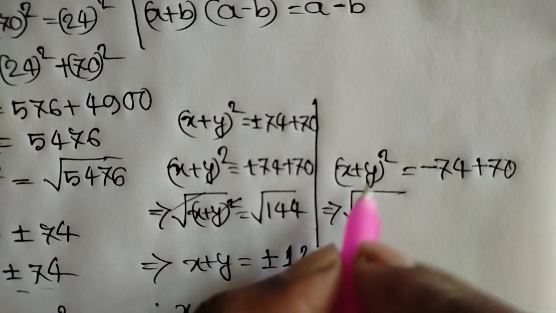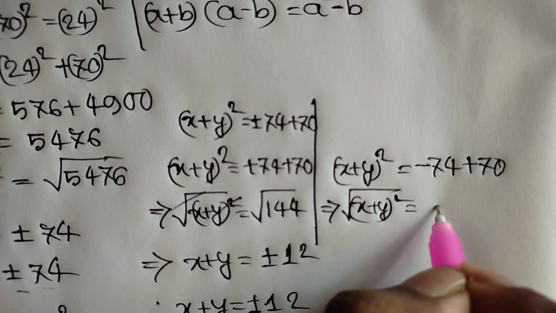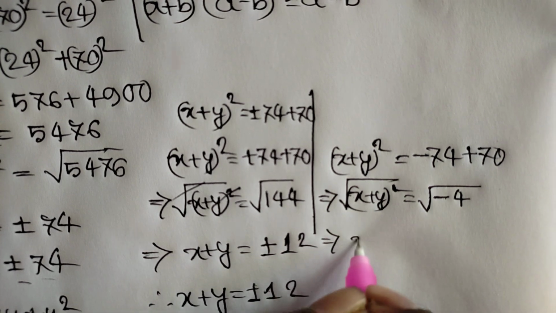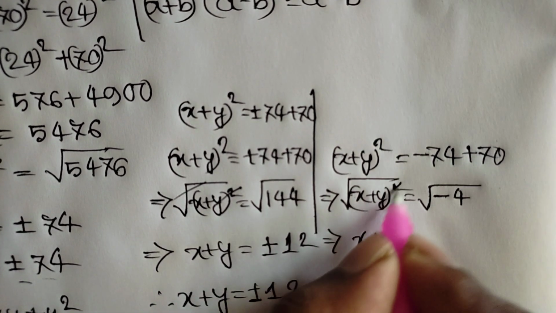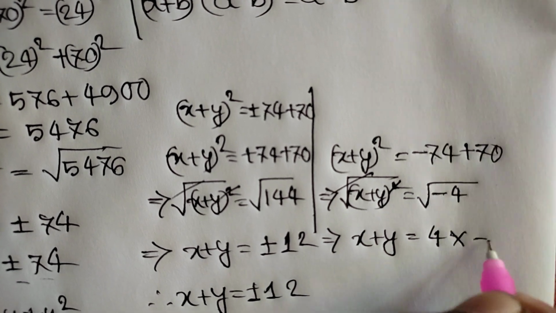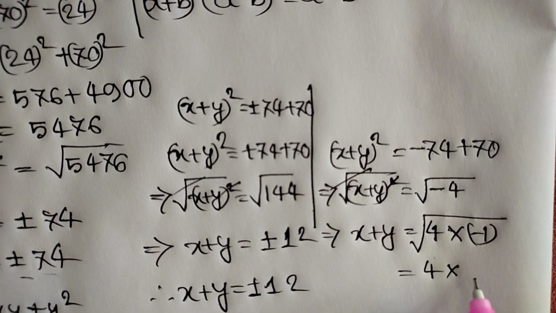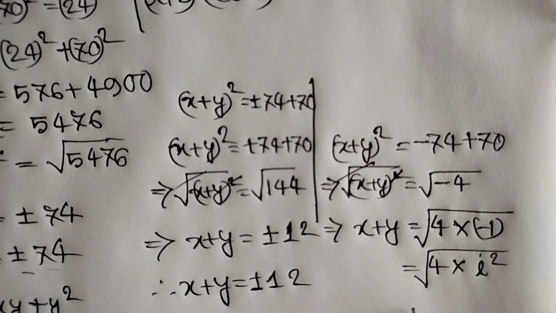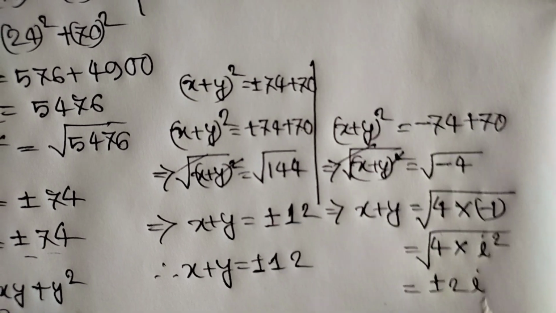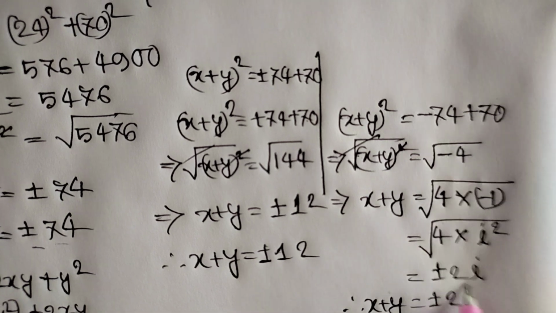And here taking square root to both sides, we can write square root of x plus y whole square is equal to square root of minus 4. Or we can write x plus y, because this square cancels this square root, is equal to square root of 4 times minus 1, which is 4 times i square, is equal to plus or minus 2i. So finally the value of x plus y is equal to plus or minus 2i.